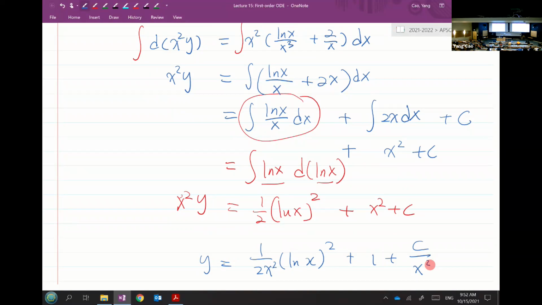At this stage, I want you to not memorize any formula and not skip steps. Follow each one of the steps here and completely understand the integrating factor method when you practice. I'll show you a couple more examples next lecture. All right, I'll see you next Monday.